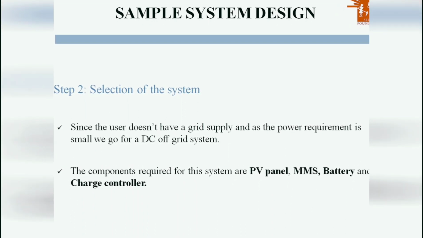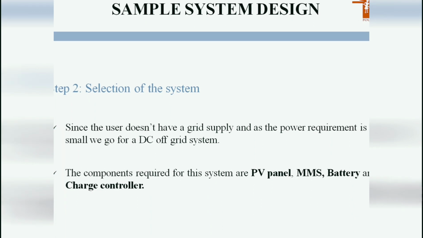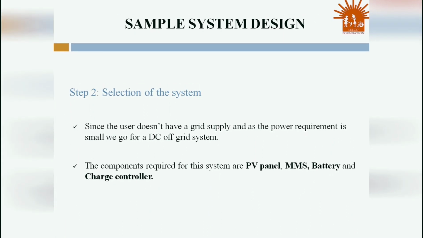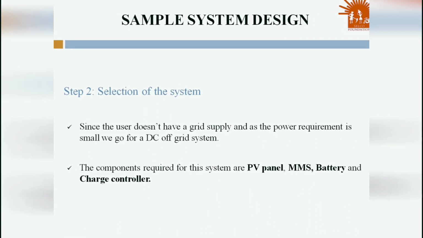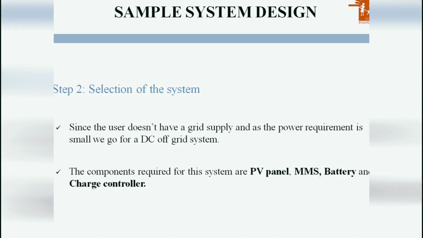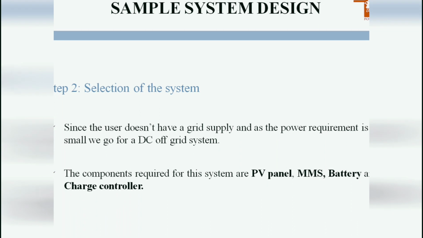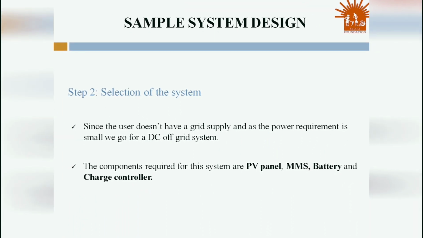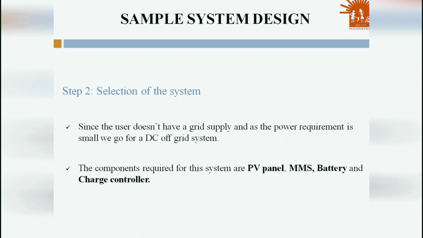The system that we are going to design is a DC off-grid system. No inverter is required in this system as there is no AC load. The components required for this system are solar panel, MMS, battery and charge controller. MMS, its full form is module mounting structure.